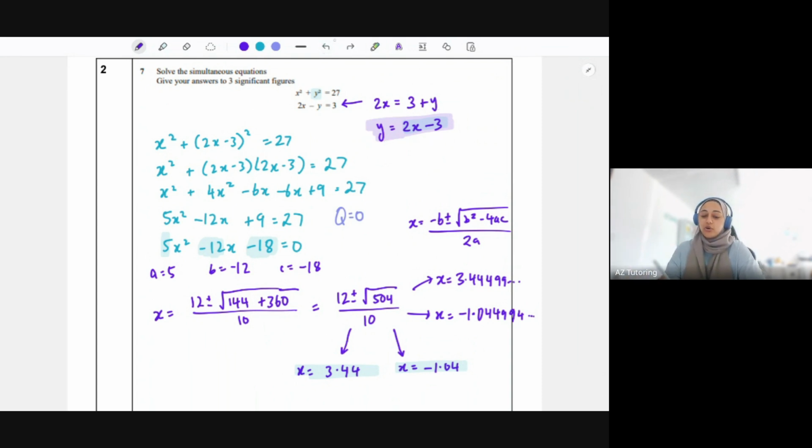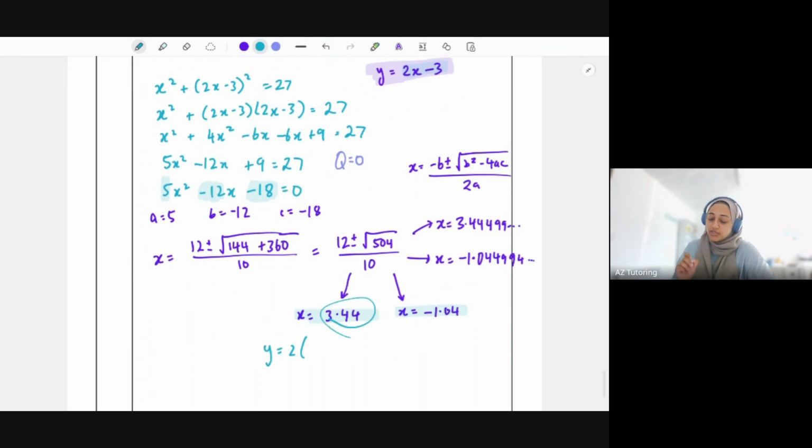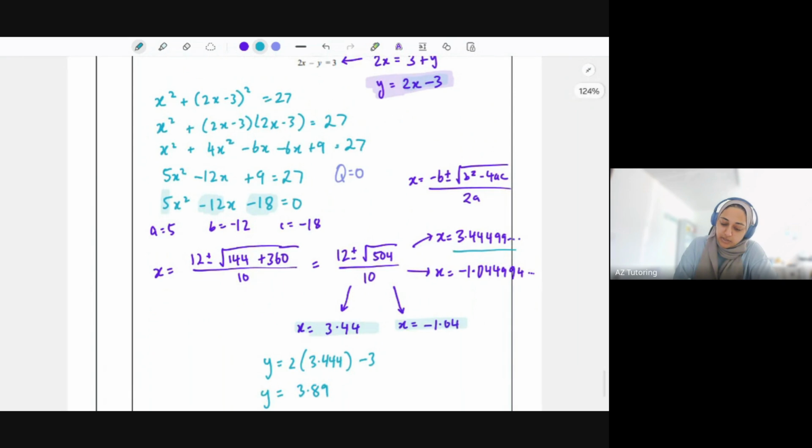I know a lot of teachers say always use the original equations because they're not confident in your answer. But if you're confident in your answer, just use your rearranged version if it's got y equals, just to make it easier. So when we're working out y, we're going to do 2 times x, but not 2 times this x because this is rounded. And we don't want to get any rounding errors, so make sure you plug in the long version. So 2 times 3.444, and so on, minus 3, and then we get y equals 3.89 to 3 significant figures, which is what we're finding it to.